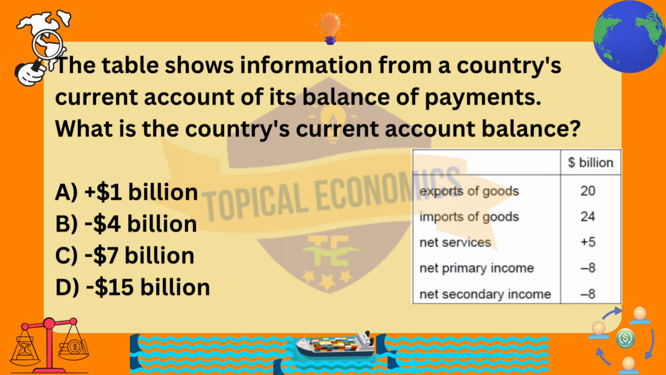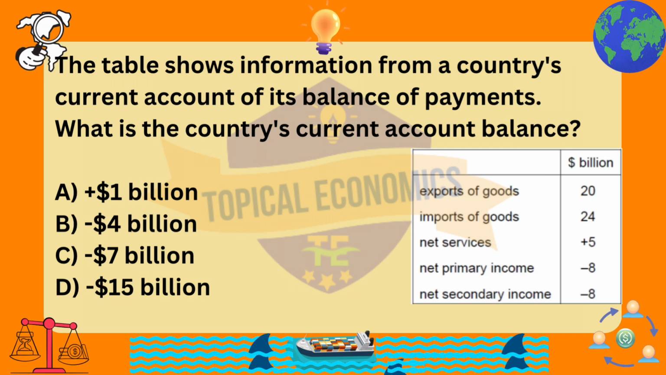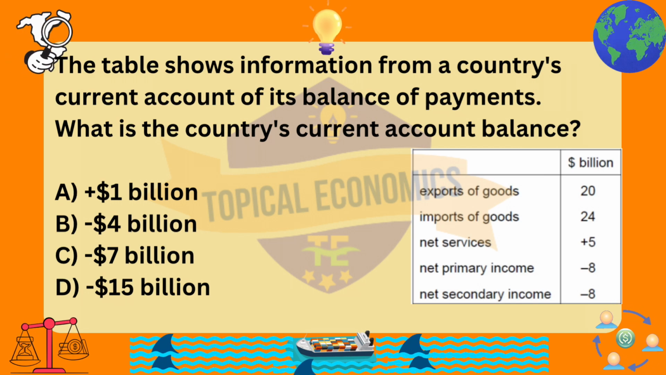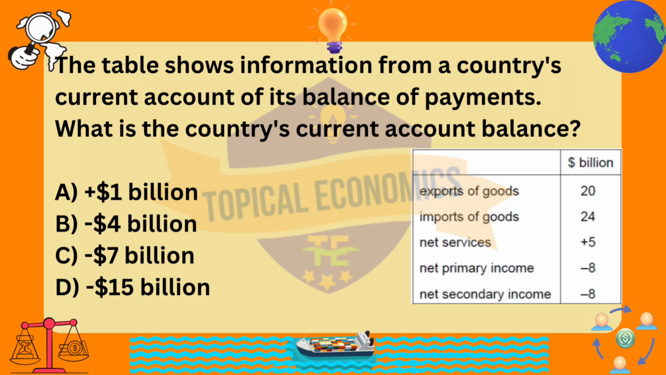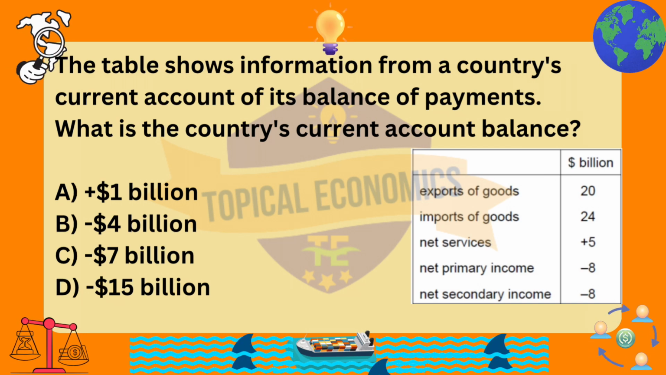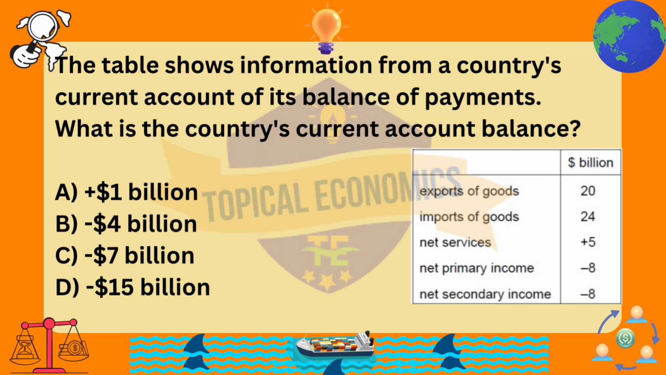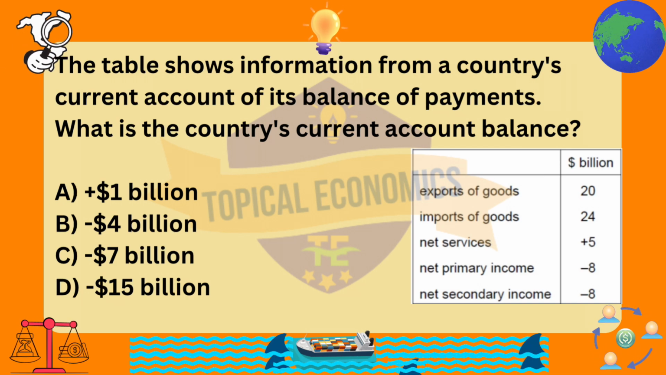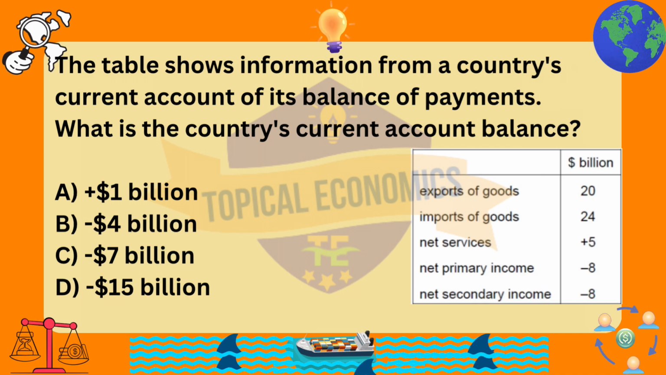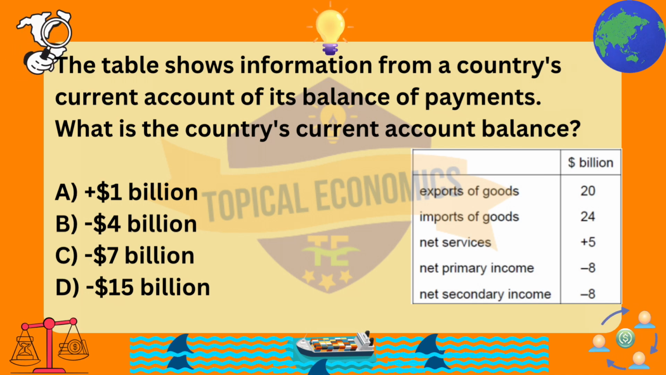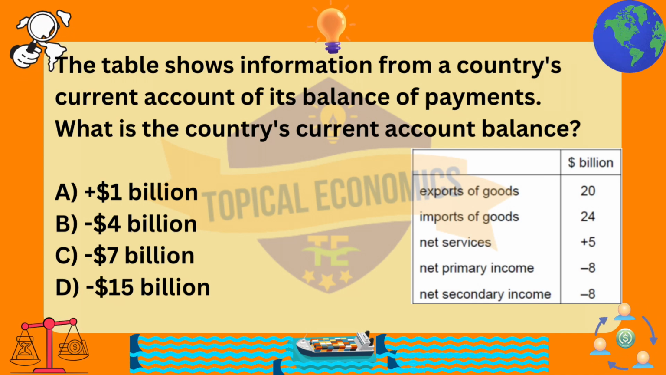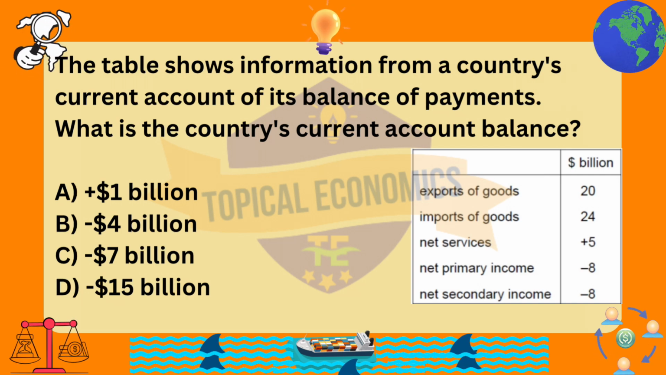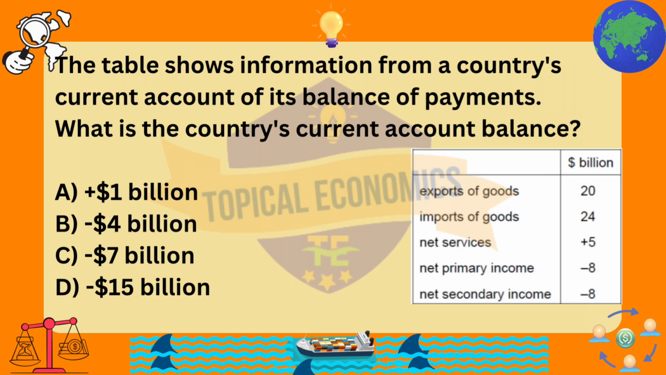To calculate the country's current account balance, we need to consider the various components provided in the table: the balance of trade in goods, net services, net primary income, and net secondary income. First, we calculate the balance of trade in goods by subtracting imports of goods, $24 billion, from exports of goods, $20 billion, resulting in a deficit of $4 billion in goods. Next, the net services is a surplus of $5 billion, as indicated in the table.